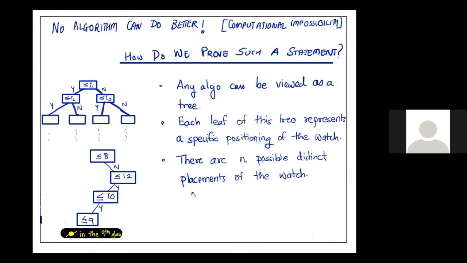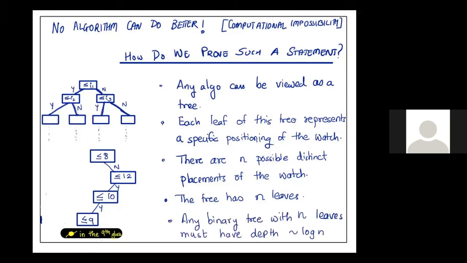So what are the properties of this tree? The leaves of the tree represent a specific positioning of the watch. And there are n possible distinct placements for the watch. So what that means is the tree must have at least n distinct leaves, one for each possible placement of the watch. But as you may know, any binary tree that has n different leaves, what can we say about it? It must have depth at least log n.